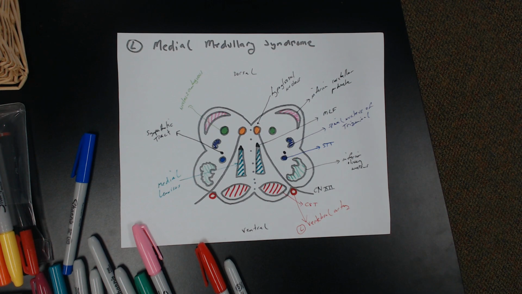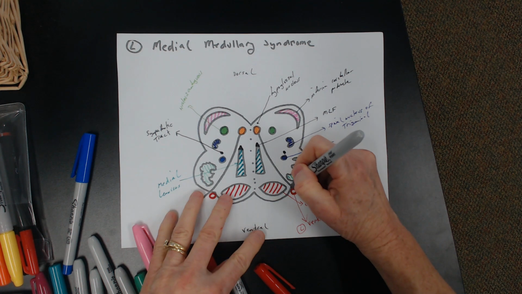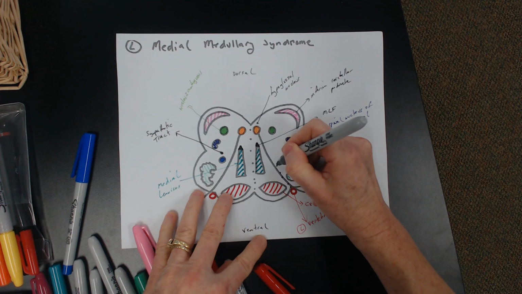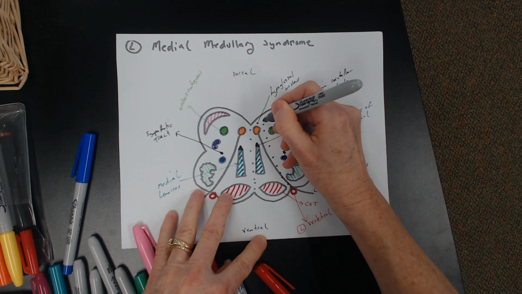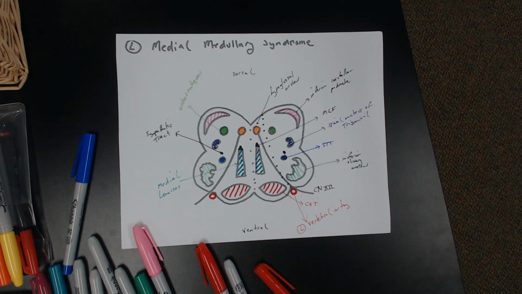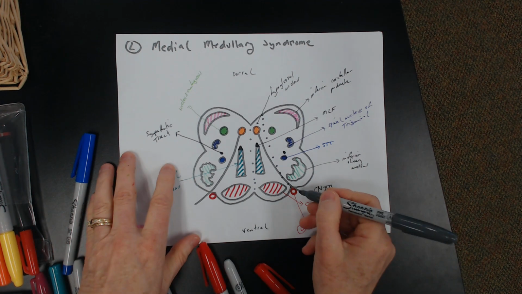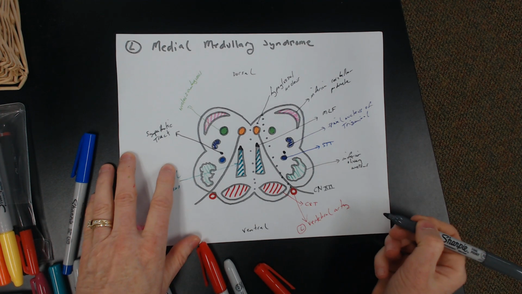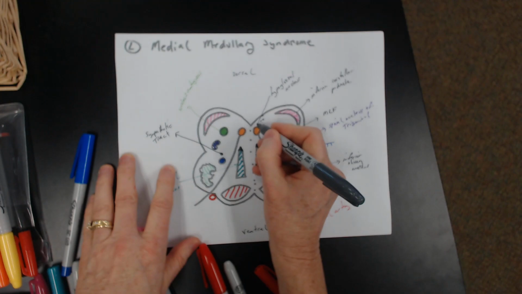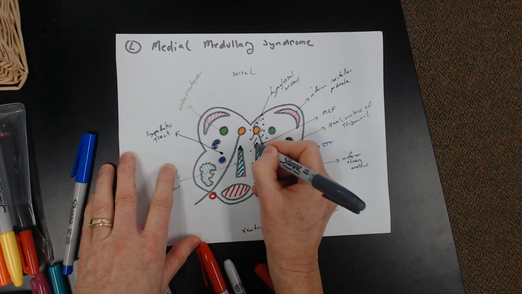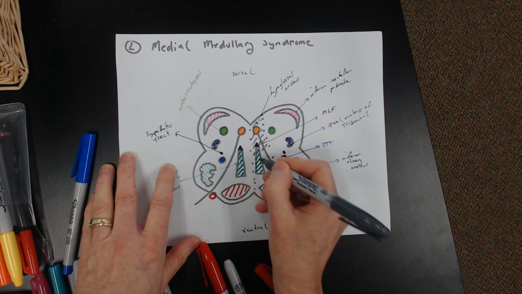Okay. I can tell you that the territory for the vertebral artery is going to be very specific. It's going to supply the medial medulla with blood. So if there's a problem with the left vertebral artery, all the structures inside this area are going to be affected.